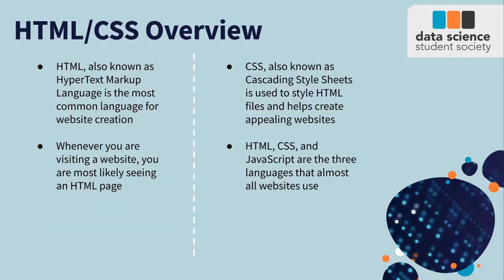HTML, also known as hypertext markup language, is the most common language for website creation. Whenever you are visiting a web page, you are most likely seeing an HTML page. CSS, also known as cascading style sheets, is used to style HTML files and help create appealing websites. HTML, CSS, and JavaScript are three languages that almost all websites use.